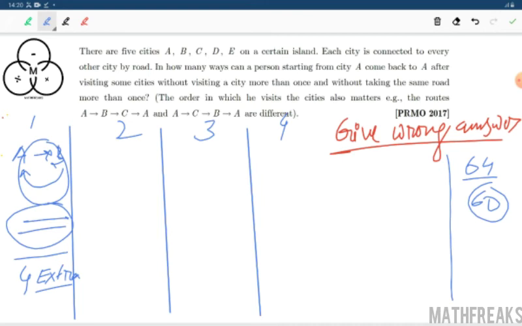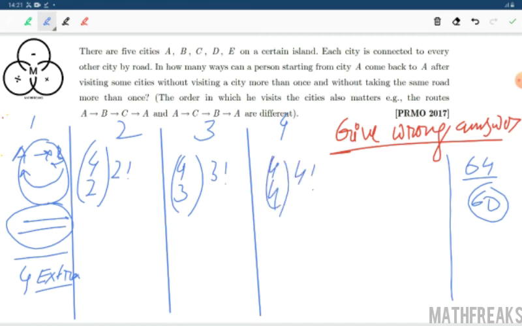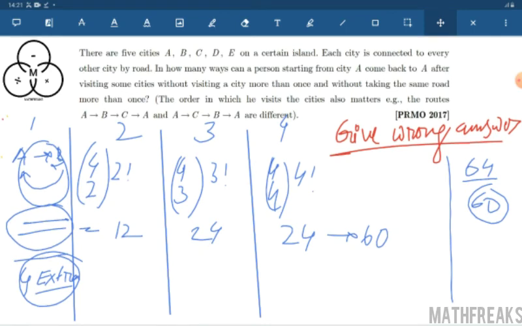So now we are choosing two cities, and then we will arrange. 4 choose 2 times 2 factorial. 4 choose 3 times 3 factorial. 4 choose 4 times 4 factorial. This is equal to 12. This is 24. This is also 24. Adding all the cases, we will get 60, because this is extra, this we will not consider. That's why the question was special.